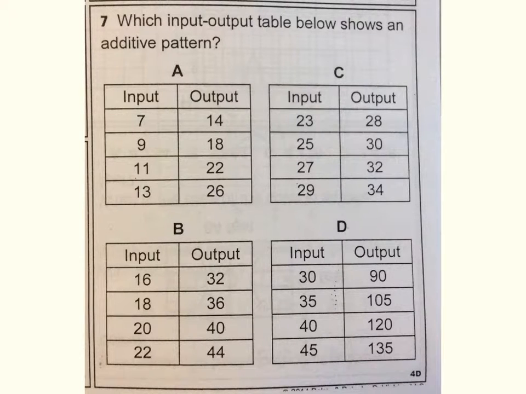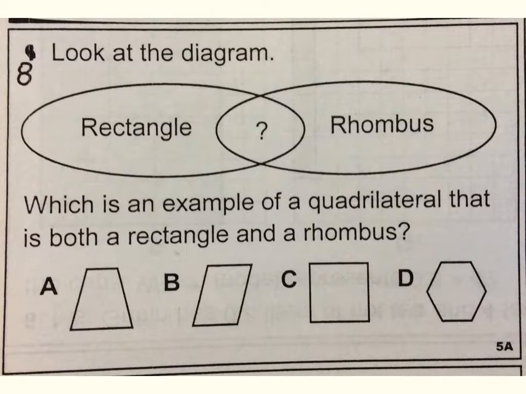Number 7. Which input-output table below shows an additive pattern? Remember to go from the input to the output and find all the way through each table which represent an additive pattern. Number 8. Look at the diagram. Rectangle, rhombus. Which is an example of a quadrilateral that is both a rectangle and a rhombus?